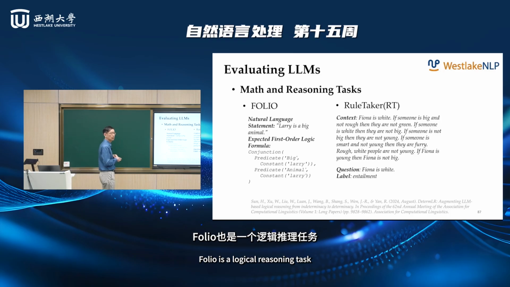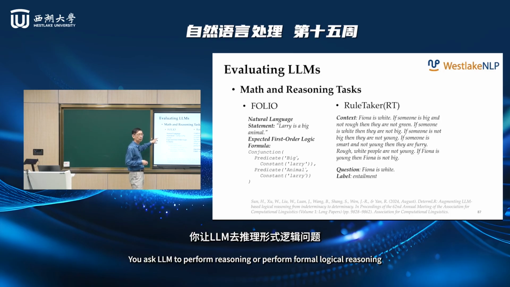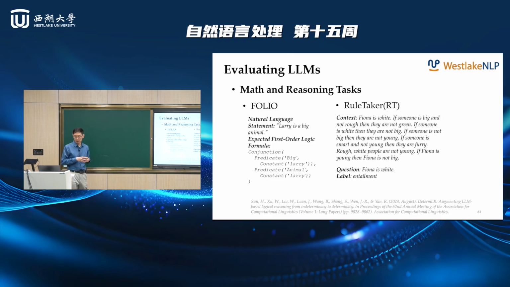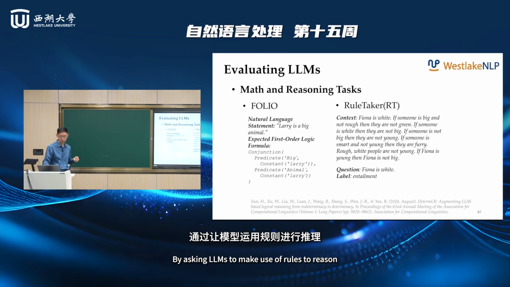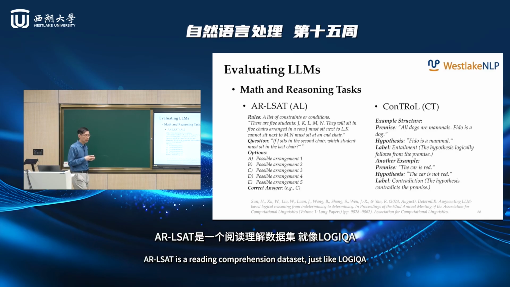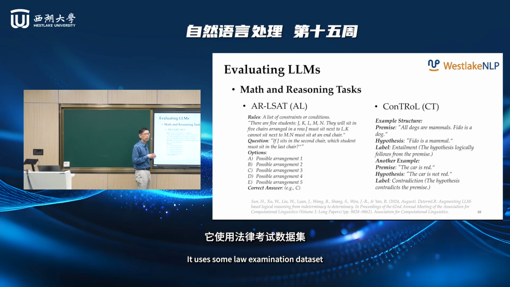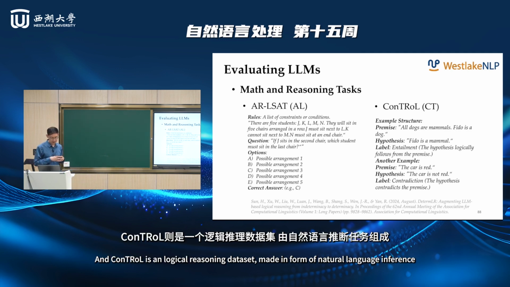Folio is a logical reasoning task. It asks the LLM to perform formal logical reasoning. Rule taker is also a logical reasoning task, asking the LLM to make use of rules to reason. And AR-LSAT is a reading comprehension data set, just like Logica. It uses a law examination data set. And Control is a logical reasoning data set made in the form of natural language inference.